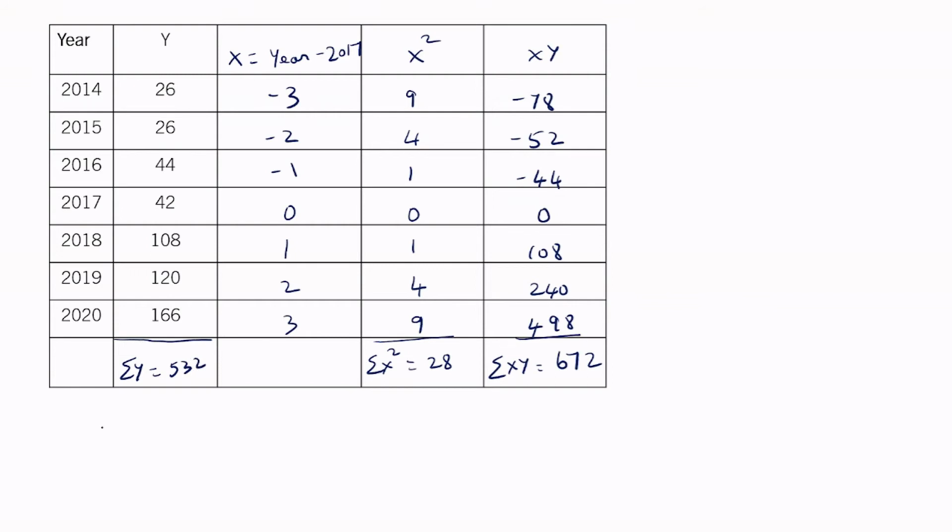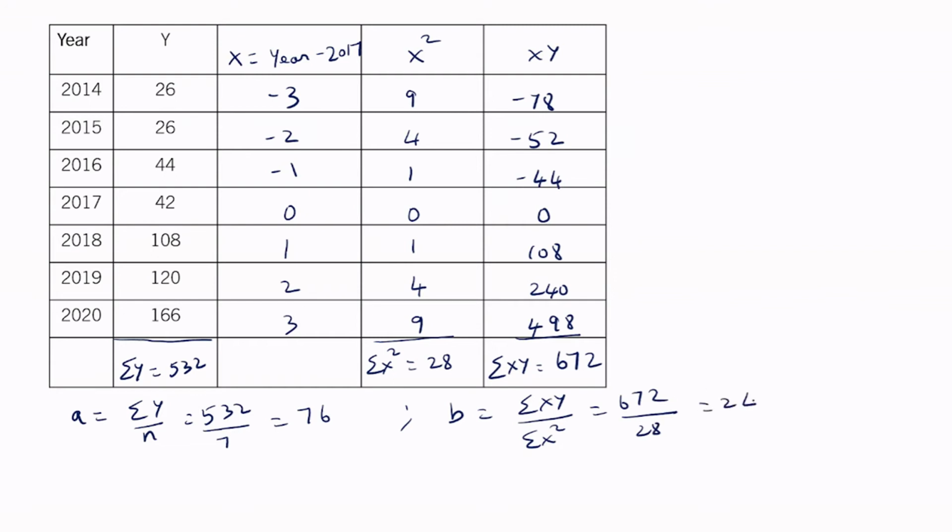Now we have to find the trend line. So a is summation y by n. Summation y is 532 and n is 7. So this is equal to 76. And b is summation xy upon summation x square. So it is 672 upon 28. This is equal to 24. So yt is equal to a plus bx. So the trend line is yt equal to 76 plus 24 into x.